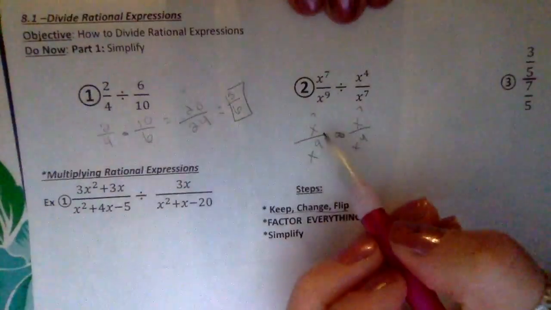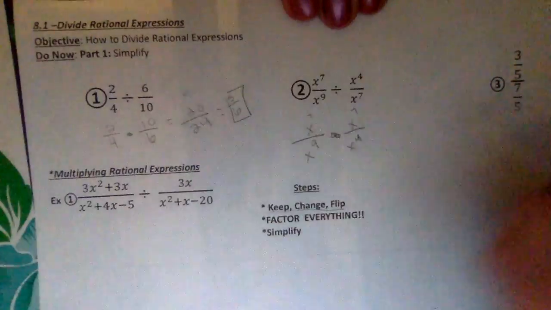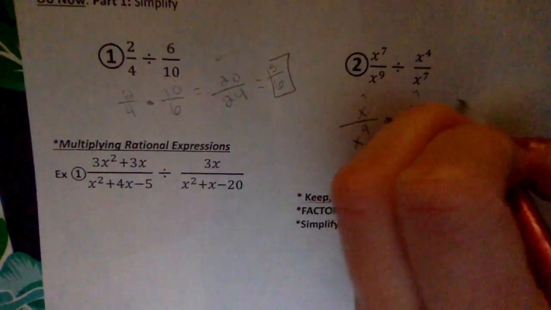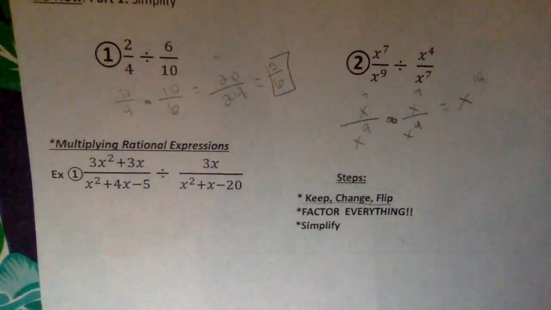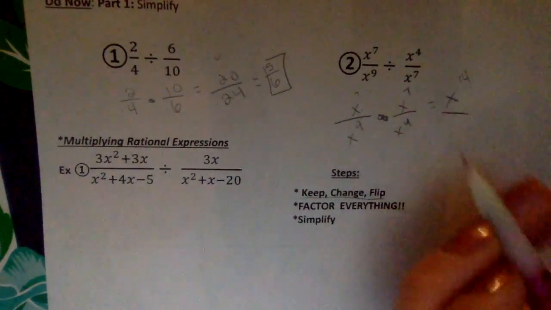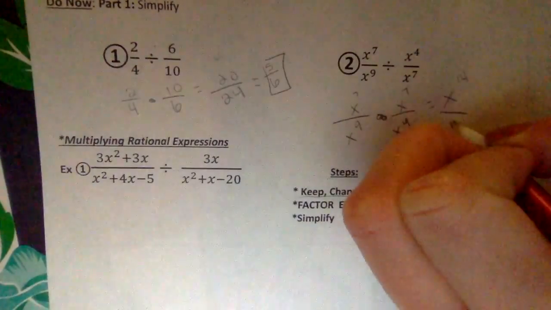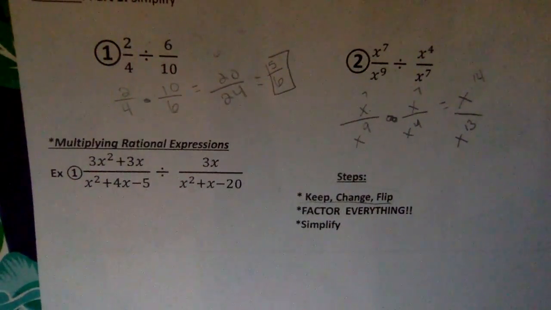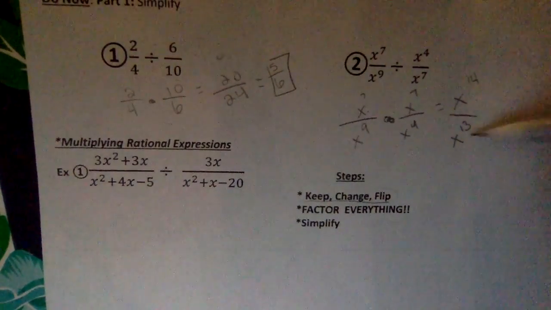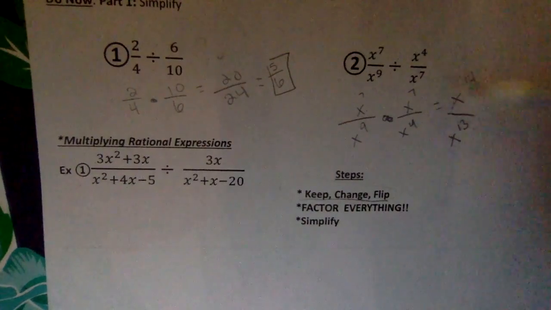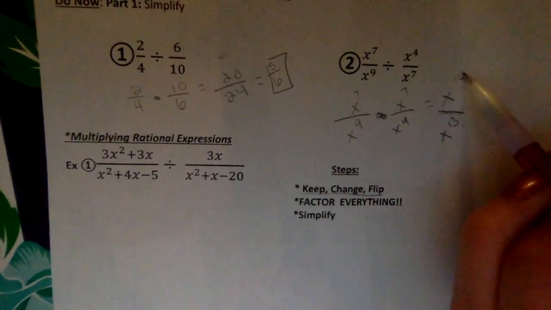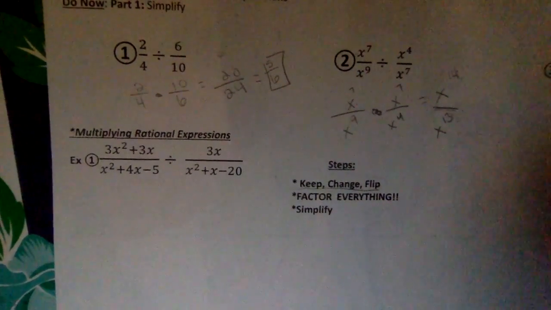So multiply x to the 7th times x to the 7th. Remember, we add our exponents. So we get x to the 14th over, add the exponents on the bottom, x to the 13th. One last step is to simplify. So remember, when we have bases with fractions and we're dividing, we subtract our exponents. So 14 minus 13 is 1.